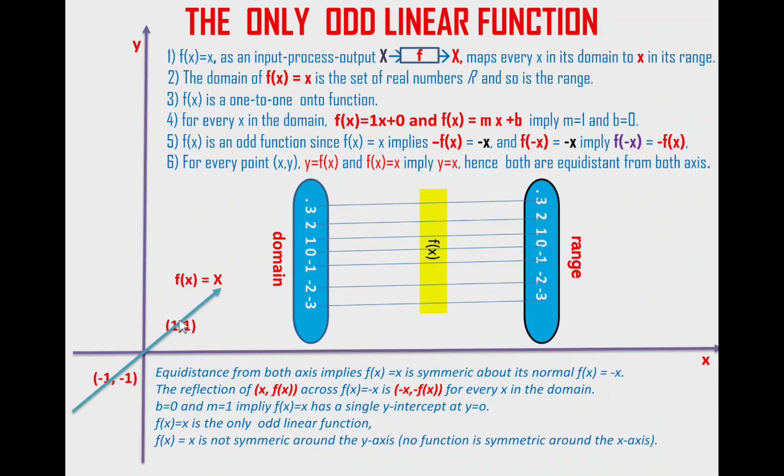Let's take a look at the next point. F of x equal to x is not symmetric around the y-axis. We just spoke about it. It cannot be symmetric around the y-axis because it has to be perpendicular to the y-axis to be symmetric around it. Obviously, we're not going to talk about symmetry around the x-axis, because if it is symmetric around the x-axis, it's not a function. Now that we have finished our remarks and characteristics, we will just go ahead and say that our next video will be about functions that are neither even nor odd.